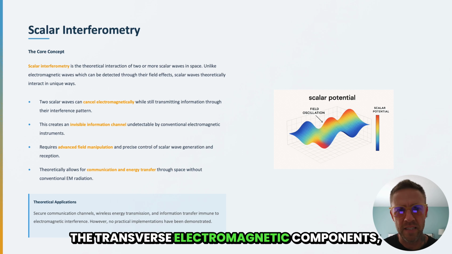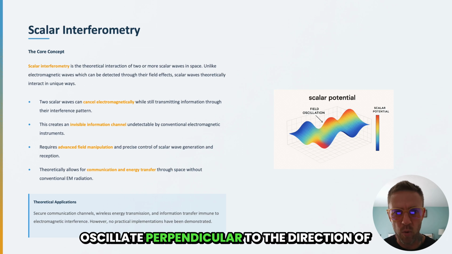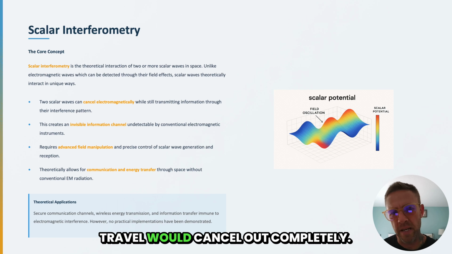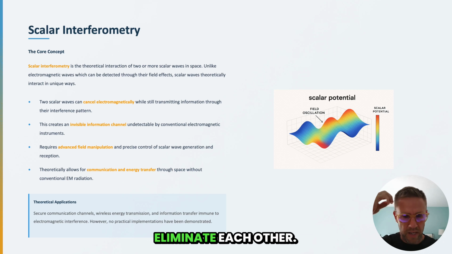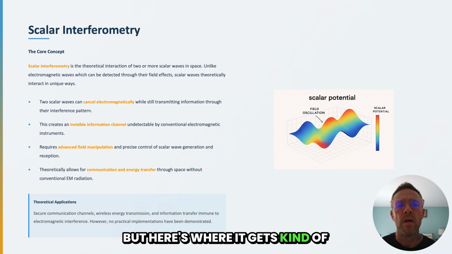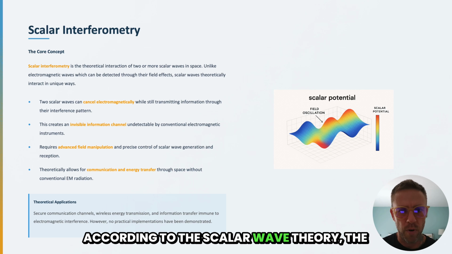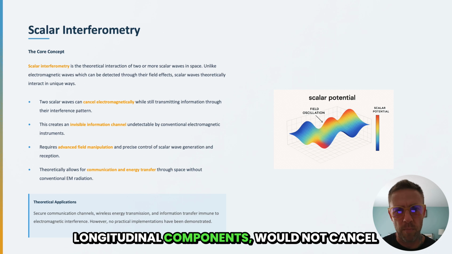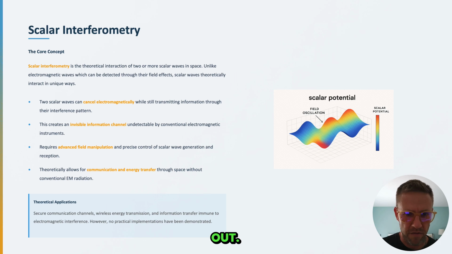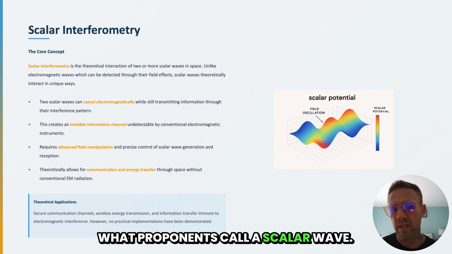The transverse electromagnetic components, the electric and the magnetic fields that oscillate perpendicular to the direction of travel, would cancel out completely. They would destructively interfere and eliminate each other. But here's where it gets kind of interesting, where I really like to get into. According to the scalar wave theory, the scalar potential components, the longitudinal components, would not cancel out. Instead, they would remain intact, creating what proponents call a scalar wave.